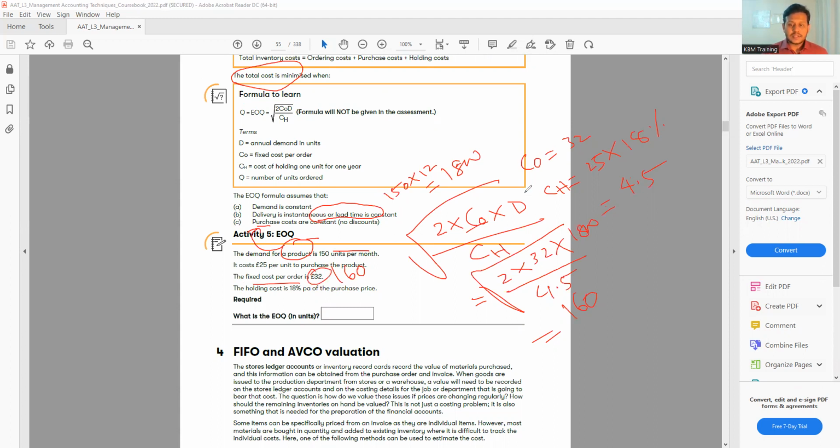Then the demand, we multiply 150 times 12, 1800. CH is the cost of holding, that is 18% of the purchase cost. The question said 18% of the purchase cost is 4.5. So 2 times 32 times 1800 divided by 4.5, and the root over that gives you 160. Is that clear? 160 is the unit you have to order.